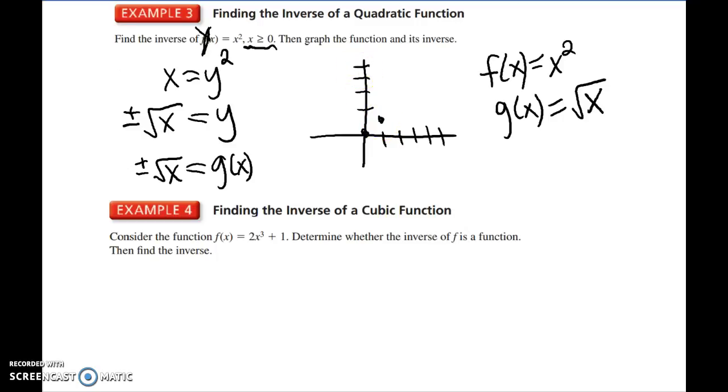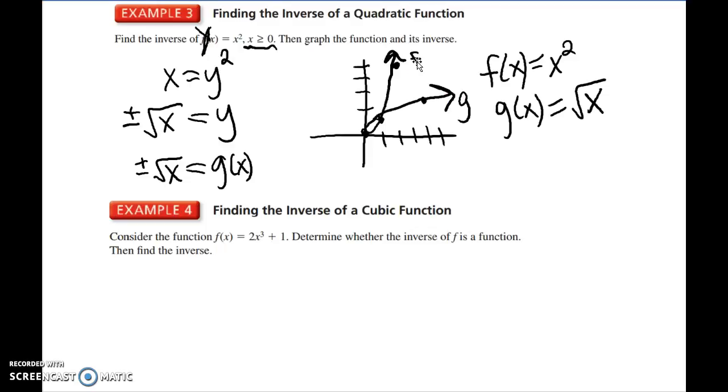1, 1 should be about here. And then we can plot 2, 4, because 2 squared is 4. So this would be f of x. And my g of x, I can plot 0, 0, 1, 1, and 4, 2. And it will look something like that. This will be my g, this will be my f.